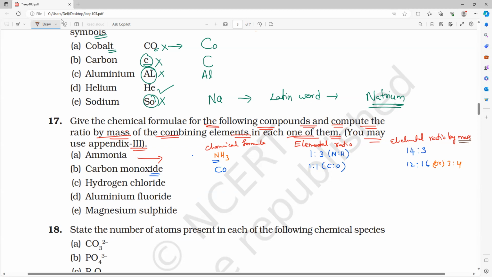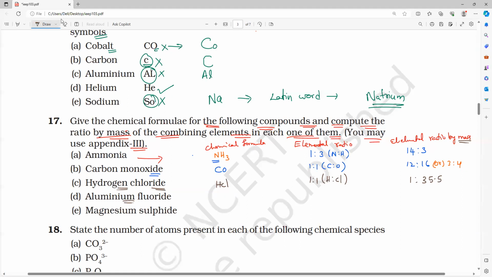Clear? Yes, sir. Next, HCl, hydrogen chloride. What is the formula? HCl. So what is the ratio? 1 is to 1. Hydrogen is to chlorine. So what is hydrogen? 1. Chlorine how much, guys? Chlorine how much?